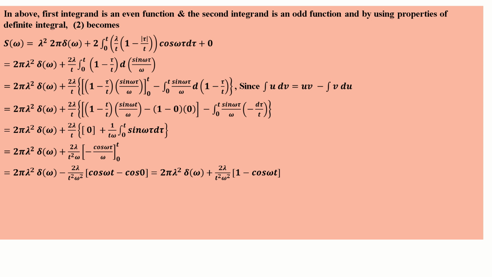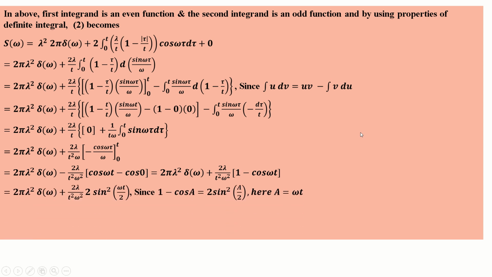We know 1 minus cos a is equal to 2 sin² (a/2). Here a is equal to ωT. Therefore, S(ω) is equal to 2π λ² δ(ω) plus 4λ²/(T²ω²) sin²(ωT/2). That's all. Thanks. We'll see you in the next video.